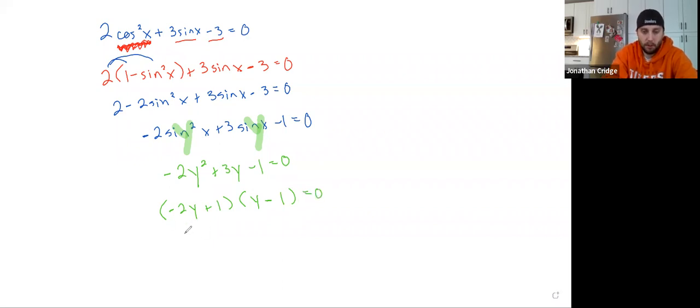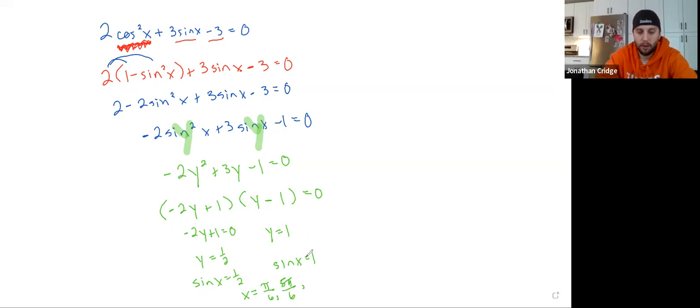So I set both of these equal to 0. So I get y equals a half and y equals 1. But they're not actually y's, they're actually sine of x's. So it's going to be sine of x equals a half and sine of x equals 1. So I'm looking for angles that have a y value of a half. That's my pi over 6's, so first quadrant and second quadrant: pi over 6 and 5 pi over 6. And then where does sine of x equal 1? That happens at pi over 2.